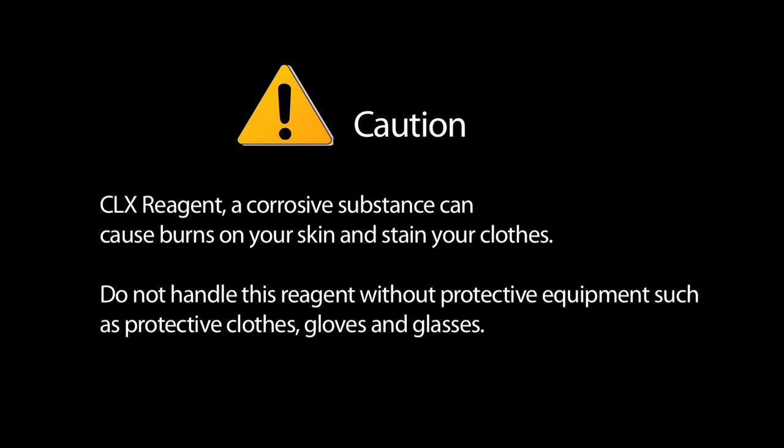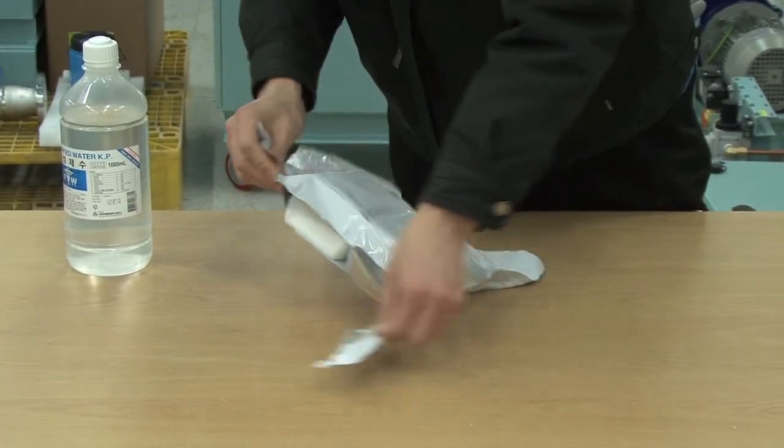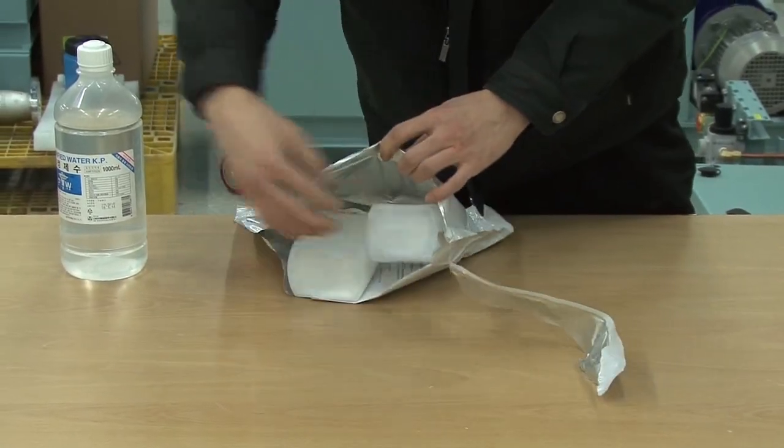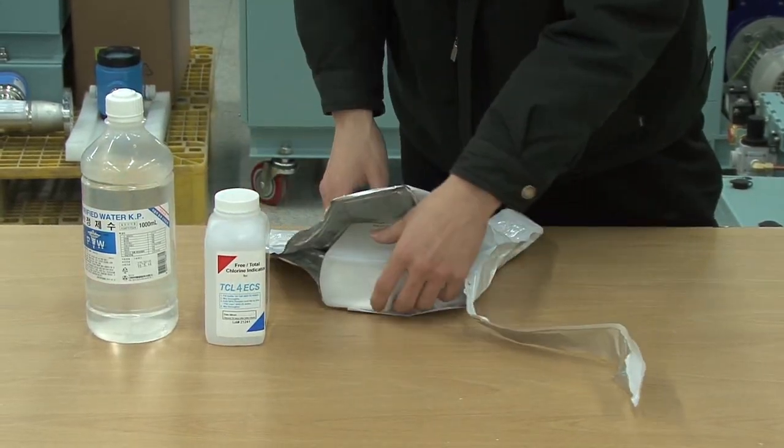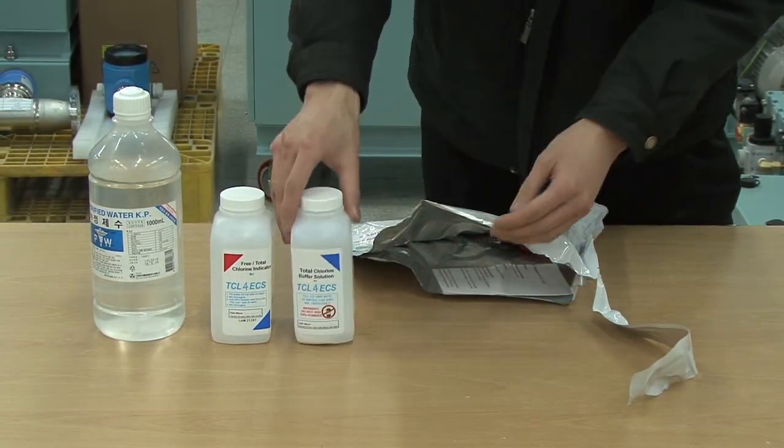4. Replacement of supplies. Step 1. Prepare chlorine indicator, buffer solution, DPD powder and distilled water. Reagent replacement interval, 1 to 2 months.